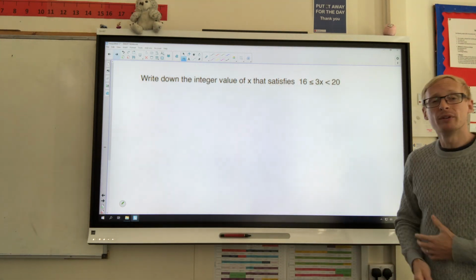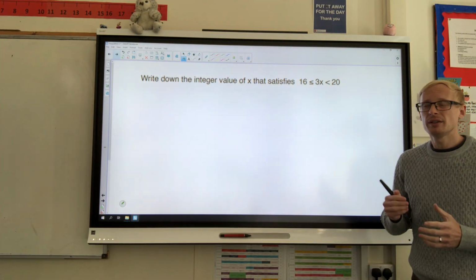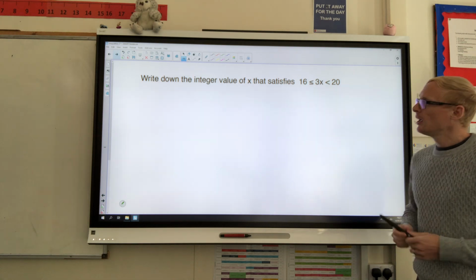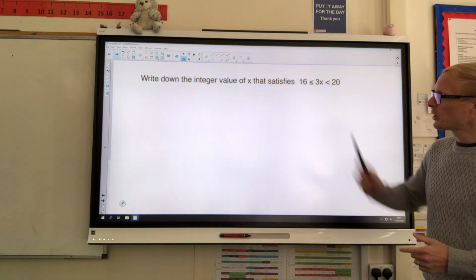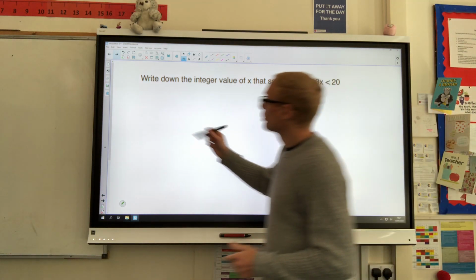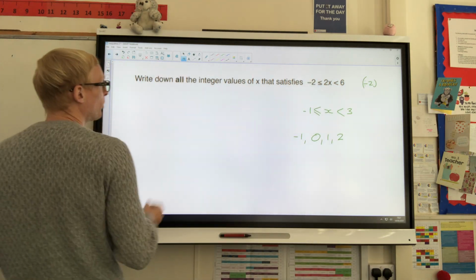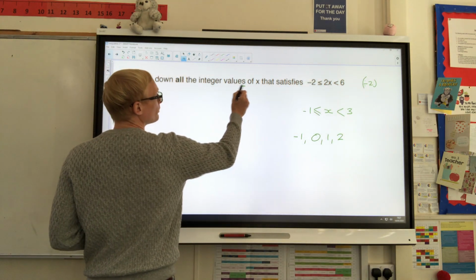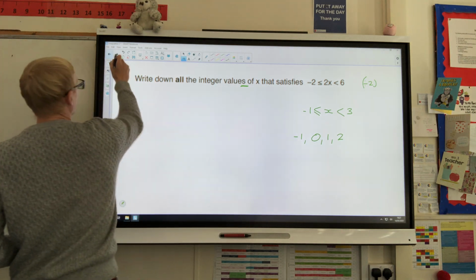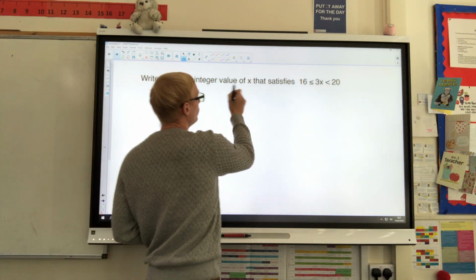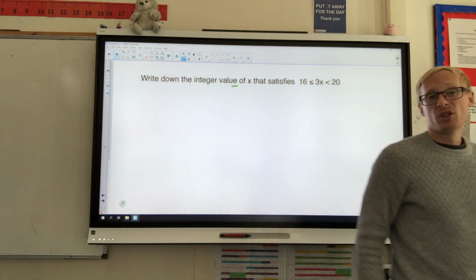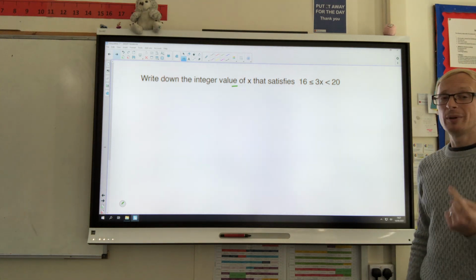Now, very similar, but we've got 3x this time. And this does involve a little bit more thinking. First of all, when you look at that question in comparison to the previous one, you see the previous one here says values, whereas this one just says value. So straight away that's got me thinking, actually, there's only going to be one answer to this.